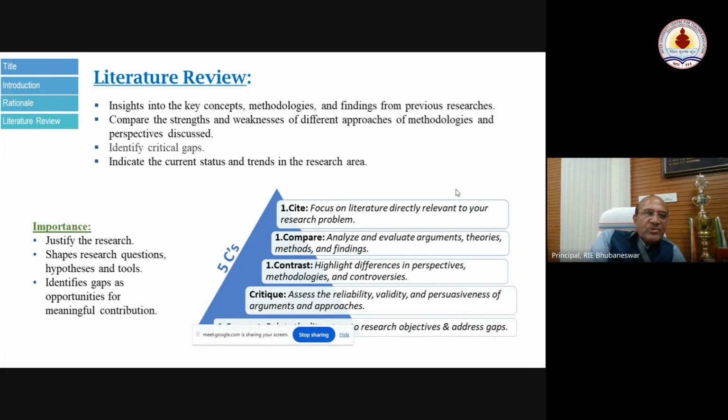So for the literature review, I think we can understand its importance. It will give the present status of the problem and allied areas, and where the gaps exist, and how I have to address those gaps, what type of objectives I have to undertake, and which type of methodology I have to undertake. Everything I can have from here.